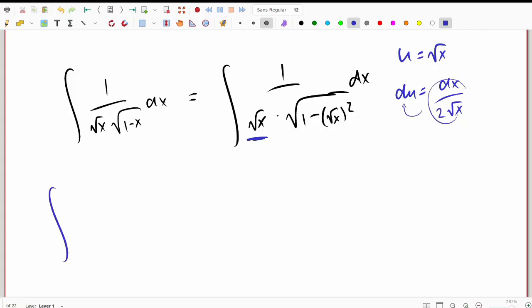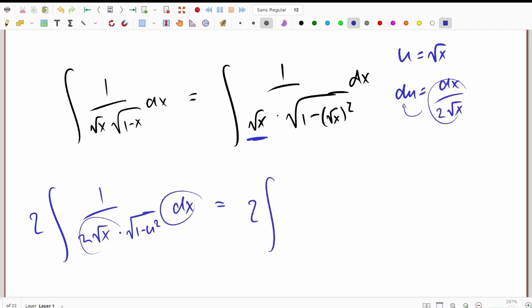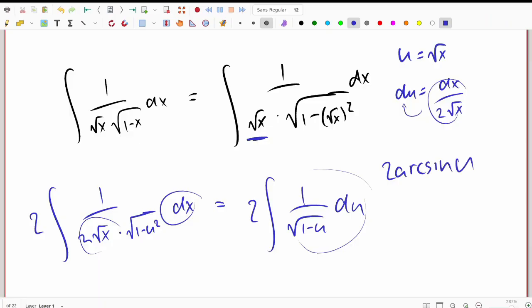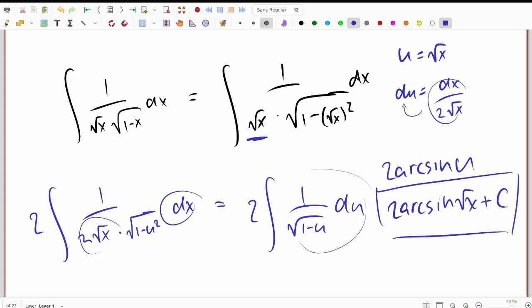Let's rewrite this integral as 1 over 2 root x, because I divided by 2 here, I'm going to multiply out here, times square root of 1 minus u squared, with respect to x still, because we haven't converted it. Now, this dx over 2 root x becomes du, so this becomes the integral 2 times 1 over square root 1 minus u squared with respect to u, and this is exactly the derivative of arcsin, so it becomes 2 arcsin u. Let's replace u with x, it becomes 2 arcsin square root of x plus c. This is our final integral.